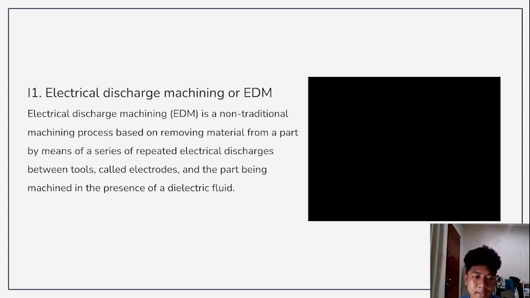First one is electrical discharge machining. It's a non-traditional machining process based on removing material from a part by means of a series of repeated electrical discharges between a tool, called the electrode, and the part being machined in the presence of a dielectric fluid.